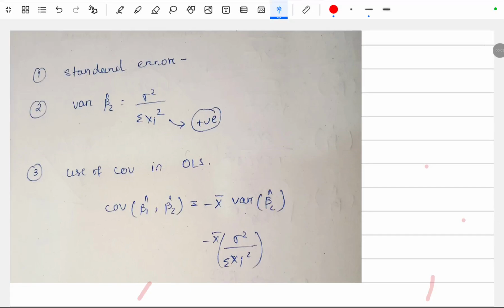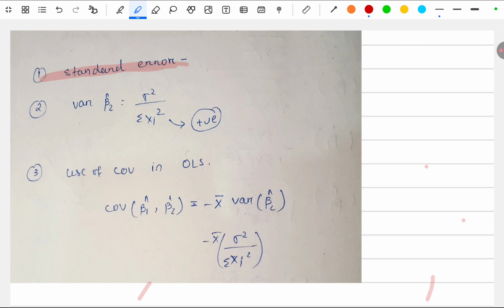Hello everyone. Today we are going to discuss a small concept, that is standard error of least square estimates. So first of all, we should understand what is standard error. Standard error is nothing but the standard deviation of the sampling distribution of the estimate. It is only the standard deviation.